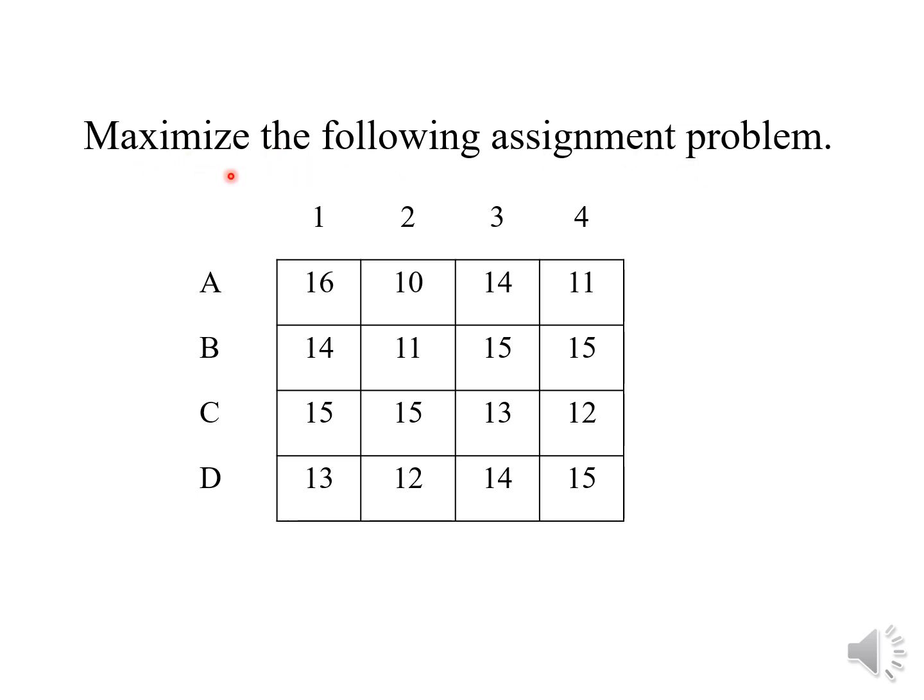If it comes like that, first we have to reduce the problem into minimization, and then we proceed in the usual way. How to do that? In the given problem we have to see the maximum value. Which cell contains the maximum value? See here, A1 contains the maximum cell value, 16. You have to choose that value and subtract each and every cell value from that 16. Then the problem is reduced to minimization. Then we proceed with the usual procedure.